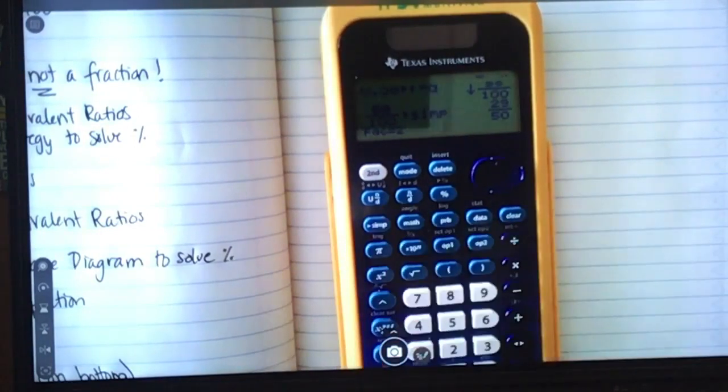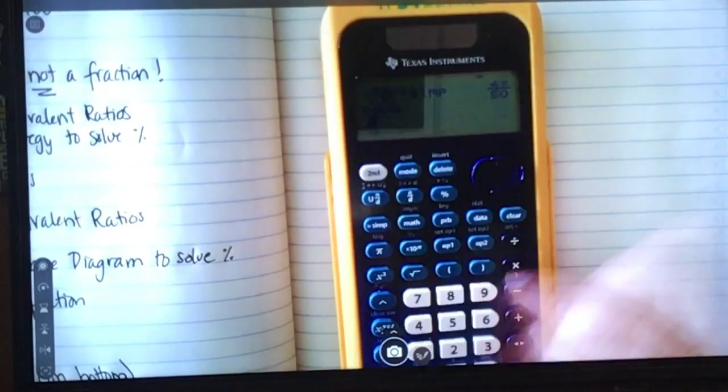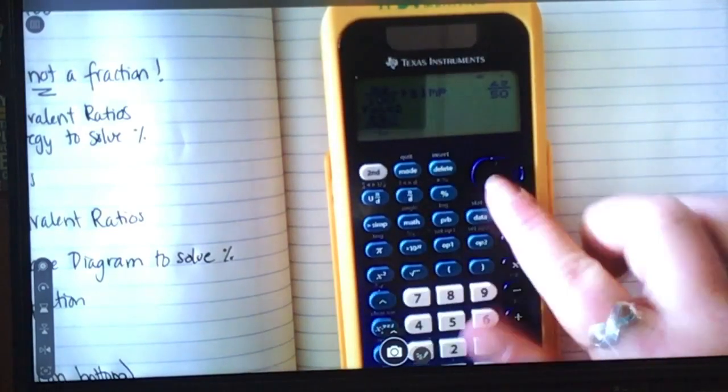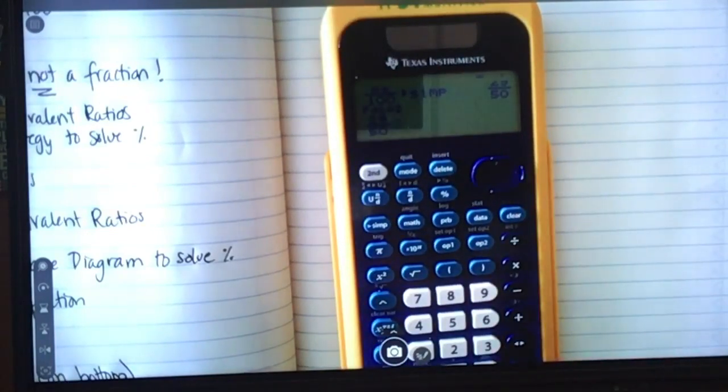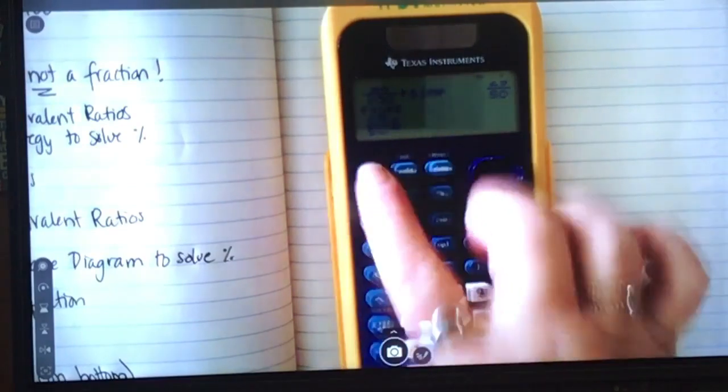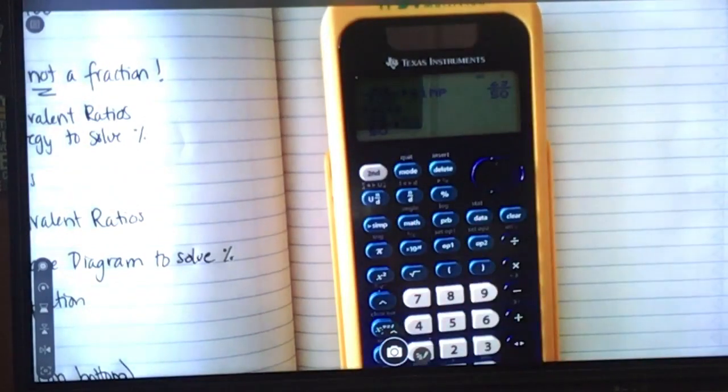All right, so let's take this 29/50. So we're going to make a fraction, and we're going to put 29/50. And we want to change this to a percent. How do you think we're going to do that? Second and then hit the percent button. Yes. So you hit second, and then you hit the percent button, and then you hit enter.